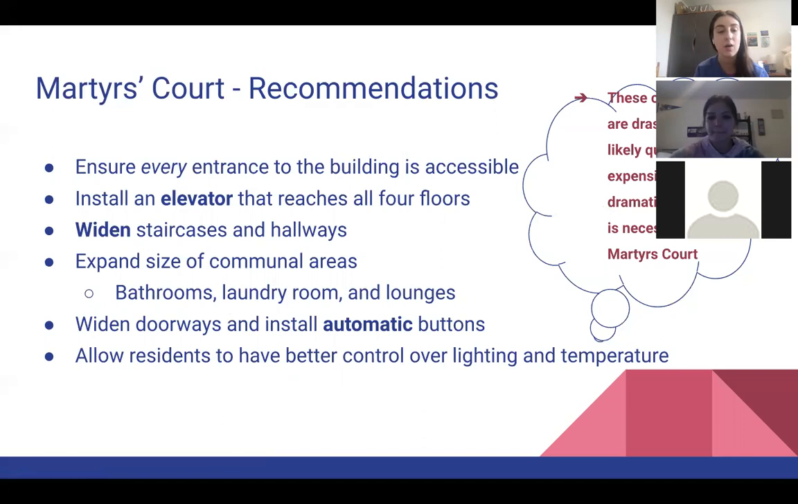Widen staircases and hallways, making it easier for everyone to get through, as well as expanding the size of communal areas. Like you could see in the bathrooms and the laundry room, there really is little to no space to navigate, which makes it incredibly difficult. Widen doorways and install automatic buttons, once again, to make the building more physically accessible, and allow residents to have better control over lighting and temperature throughout the room, so they're much more comfortable while living there their first year at Fordham.